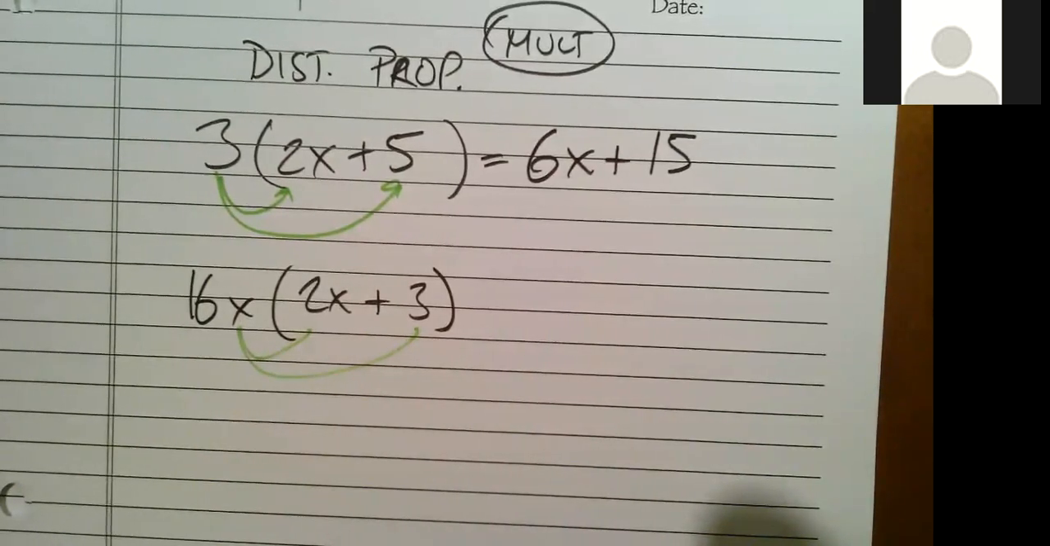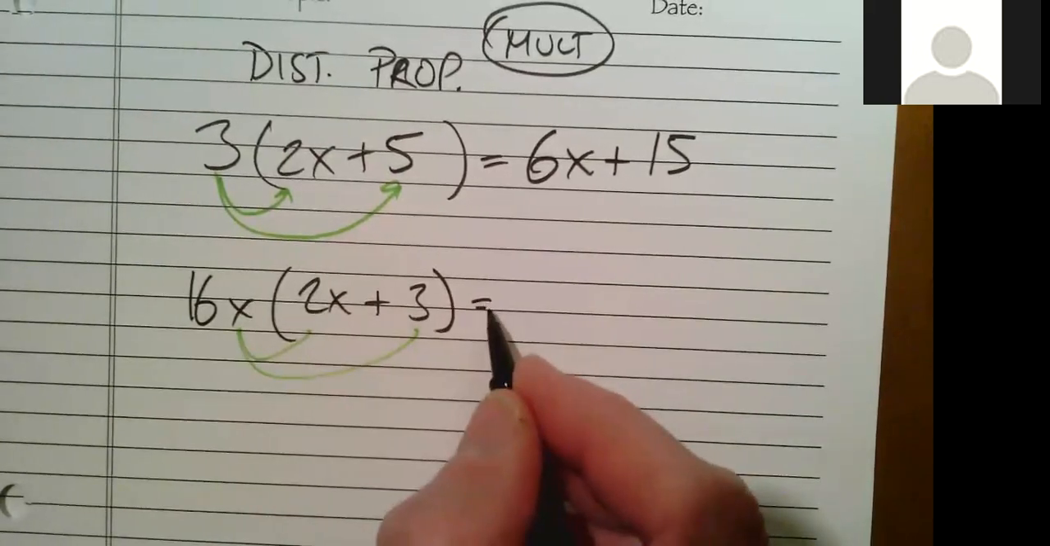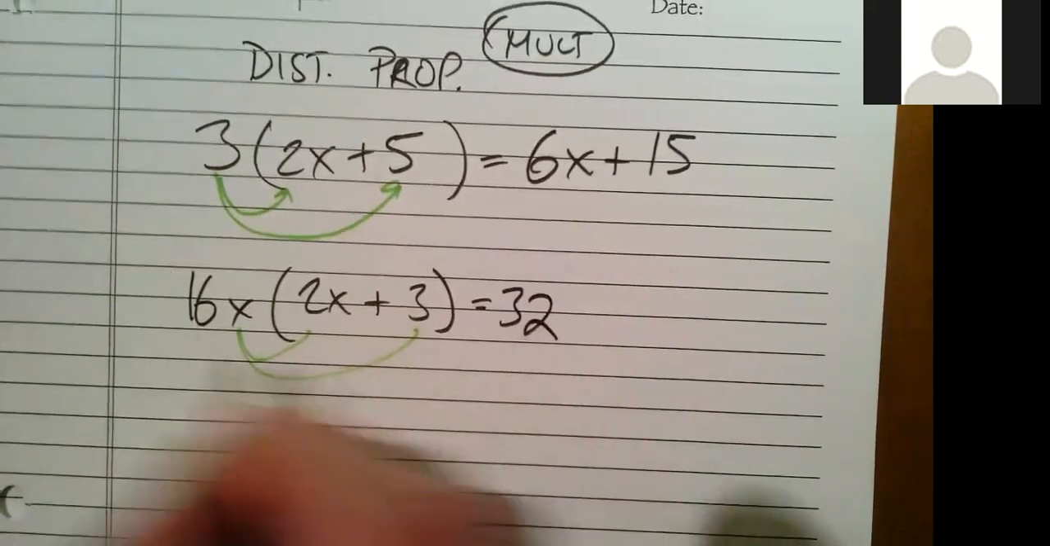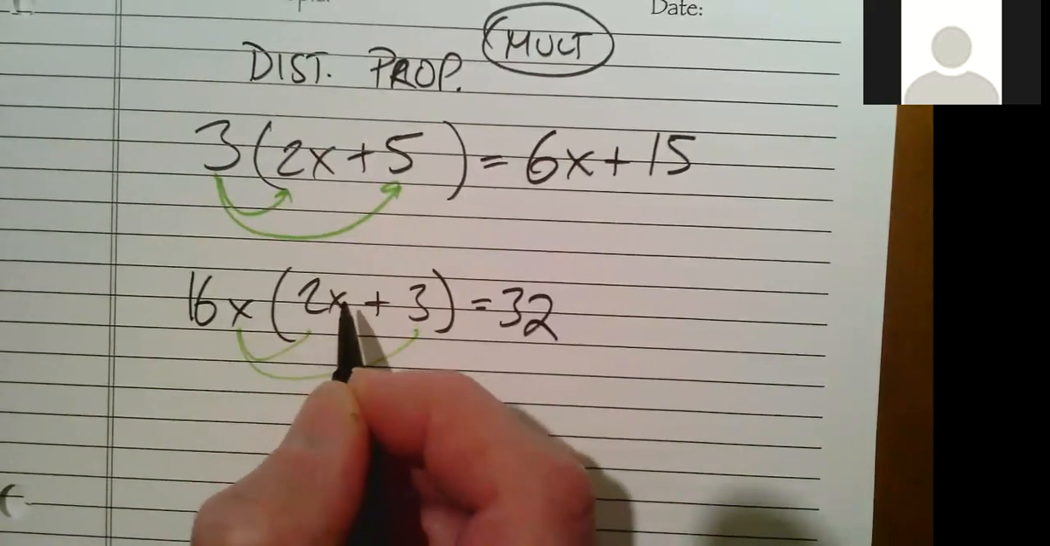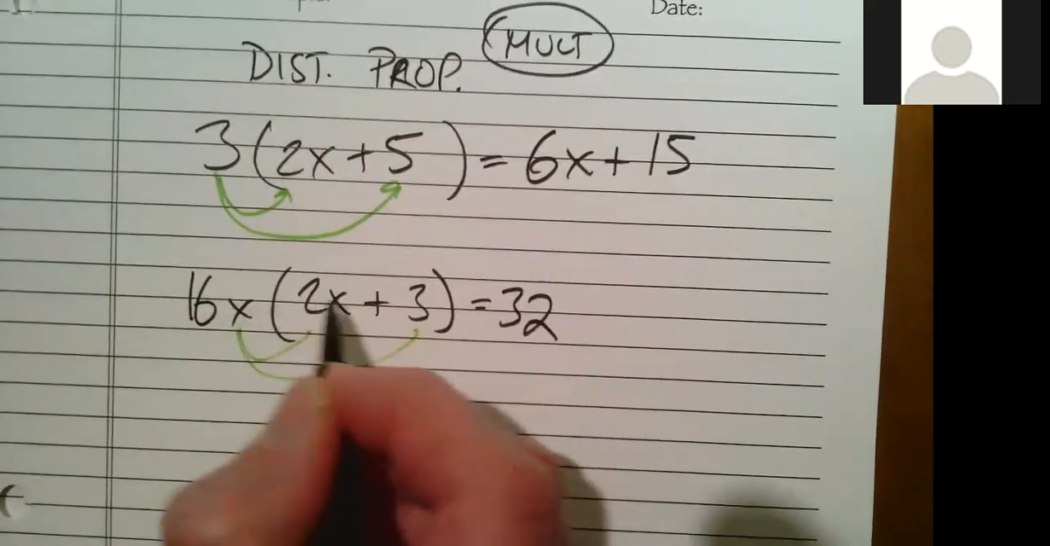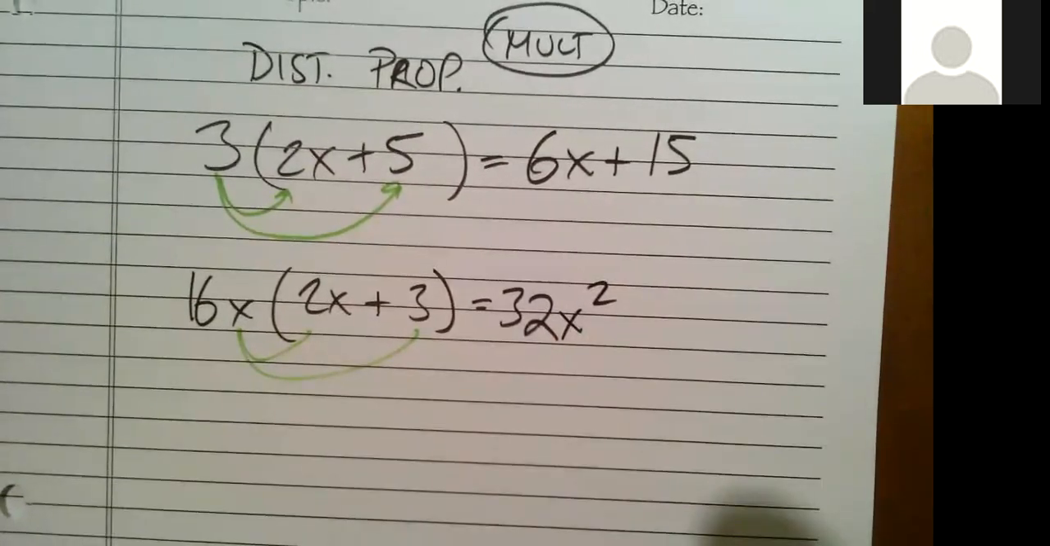Can somebody tell me what 16 times 2 is? Because that's our first part. 16 times the 2 is going to give me what? 32 is absolutely right. And when I multiply a variable times itself, x times x, I just have to keep track of how many there are multiplied together by using the exponent. X times x is going to give me an x to the second power.